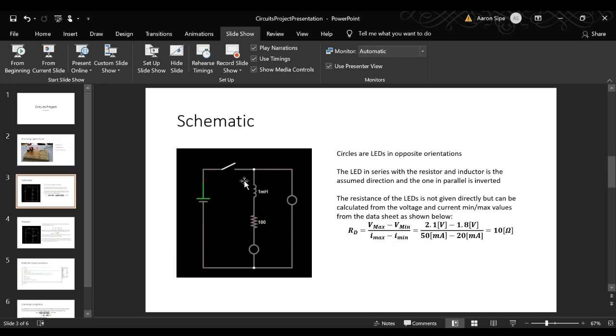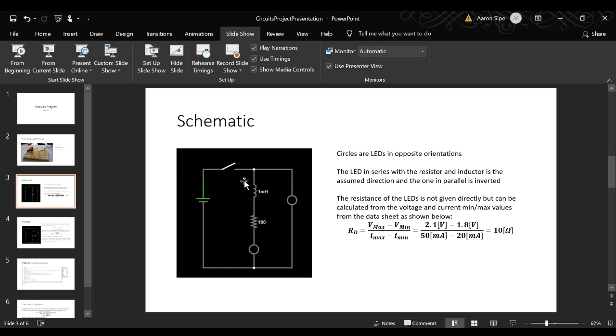As you can see by the design, it is very simple with just the inductor and the resistor in series with another LED, and then that entire series is parallel with another LED. The switch is at the front of the whole circuit, which is directly connected to the voltage source.